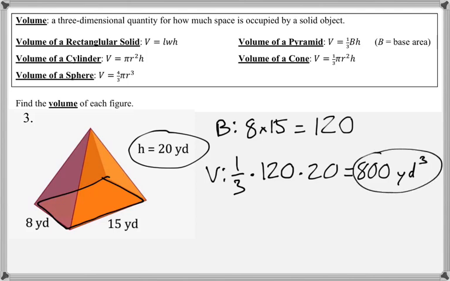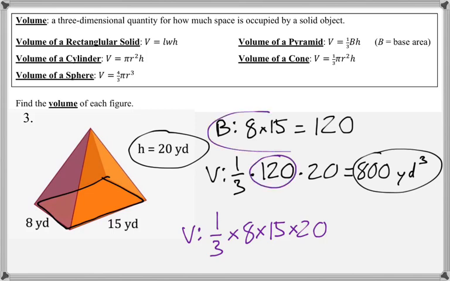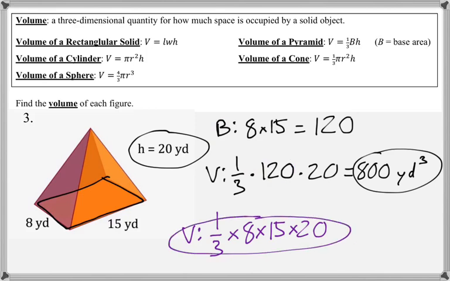Now, if you wanted to just do this in one step, you could. So you could just do 1/3 times 8 times 15 times 20. So instead of finding the 120 as like a pre-step, you could just have it all in one line if you want to.